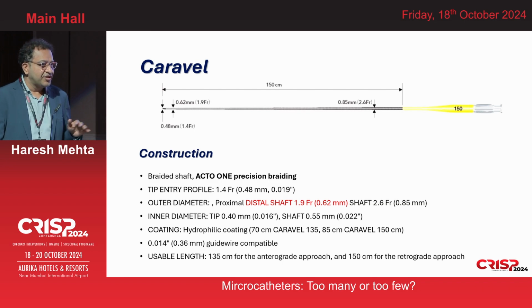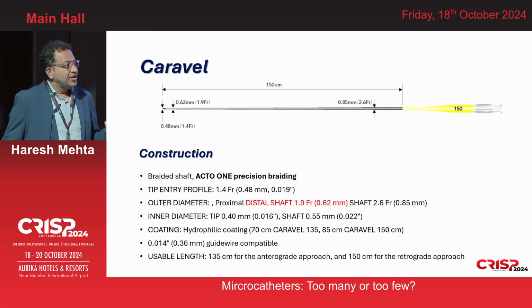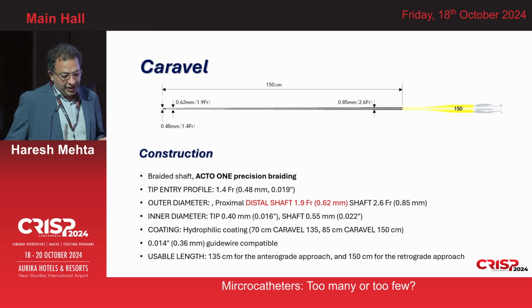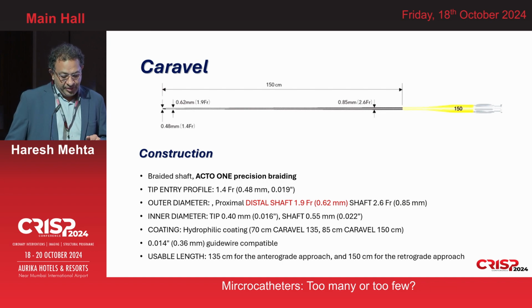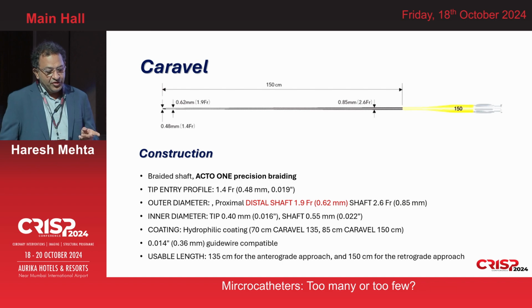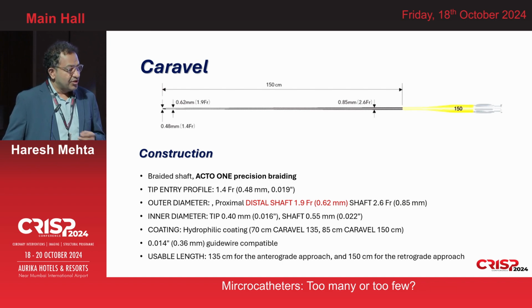Caravel is generally reserved for retrograde because that's easy. With a SUOH 3, it works excellently well. So Caravel is a good catheter if you want to take a retrograde approach. It can be used in the antegrade, but whenever you use it for retrograde, remember you have to take the longer one, the 151, so that you have enough length to exchange it.